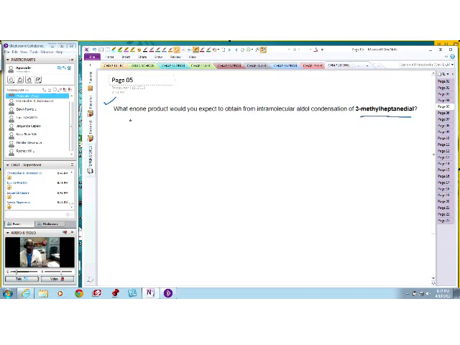So they say what enal product? Once again, I want to remind you, an enal is a molecule that contains a carbon-carbon double bond and a carbon-oxygen double bond, particularly of a ketone or aldehyde. So we call those types of molecules enals. They ask what enal product you expect from intramolecular Aldol condensation of 3-methylheptanedial, which is two aldehydes on opposite ends of the chain.